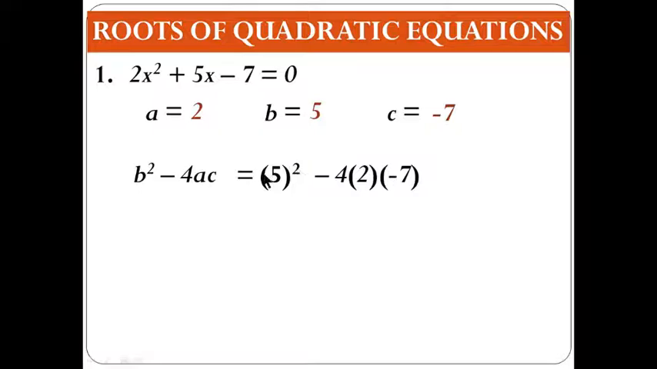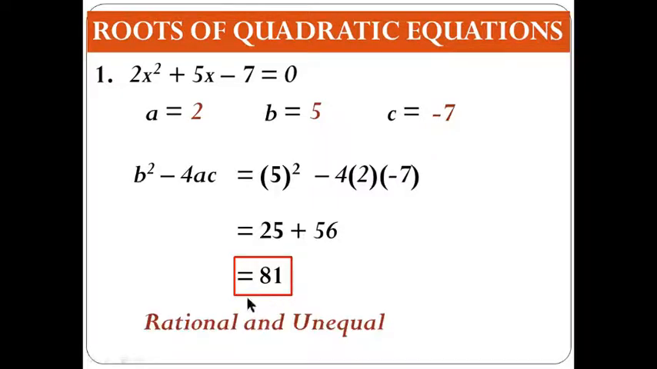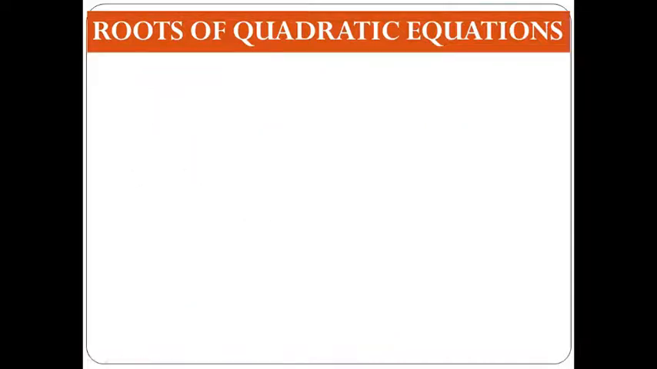After substituting all the given values, simplify. So, dito, get the square of 5. So, the square is 25. And negative 4 times 2 is negative 8 times negative 7 is positive 56. And get the sum. So, the sum is 81. So, the discriminant is a perfect square. Therefore, yung kanyang nature of roots ay rational and unequal.